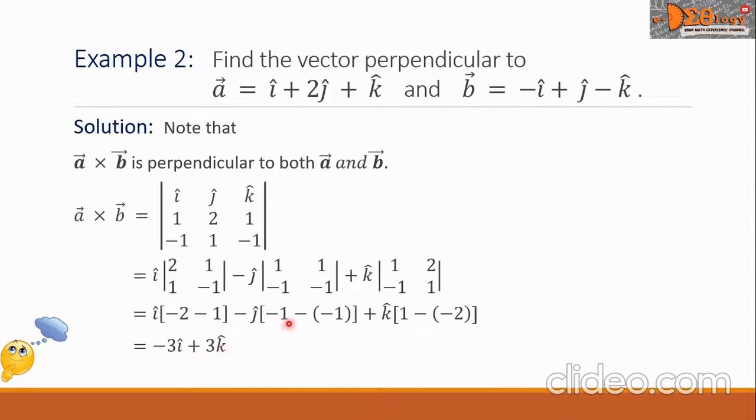Then minus this negative 1 minus negative 1. This is simplified into negative 1 plus 1, and that would be 0. The 0 multiplied by j, this element j will be cancelled out. Then plus this 1 minus the negative 2. So it becomes 1 plus 2. We have positive 3 multiplied by element k. This is now the final answer.